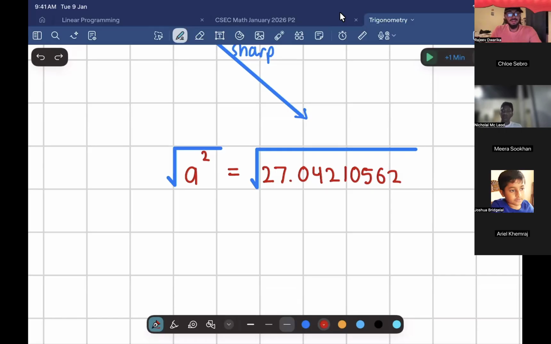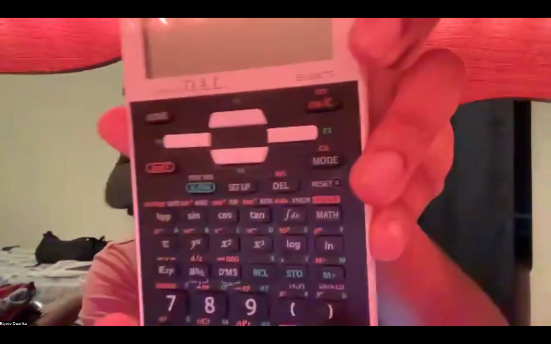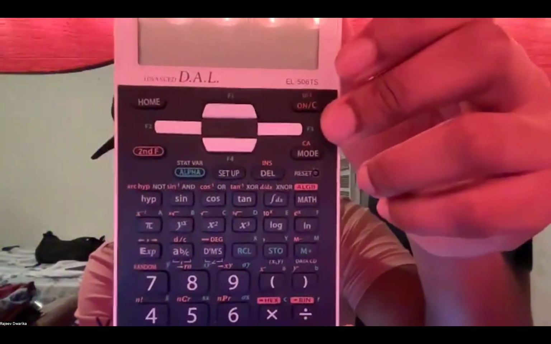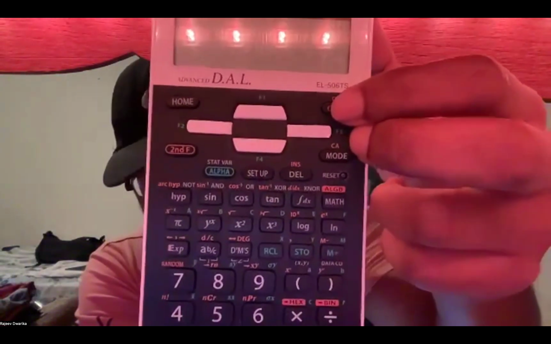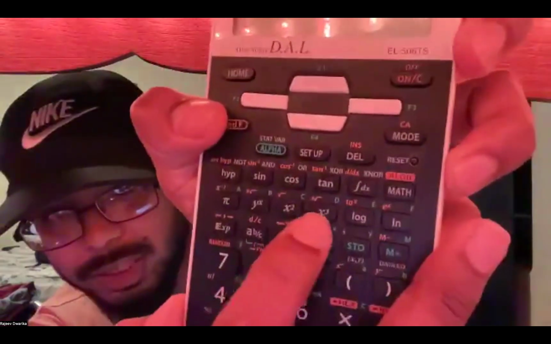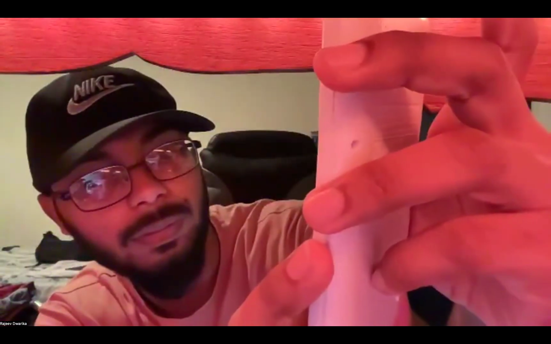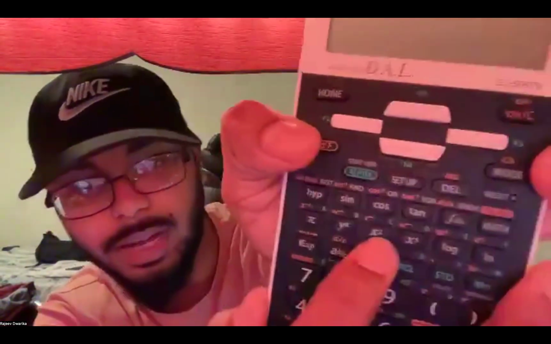All right. So here's what Sharp users, right? If you're a Sharp user, can you all see it says ON/C? So you're gonna press this, right? Then you're gonna press second function x squared, and that should bring up the square root. Yeah, second function x squared, and that should bring up the square root.